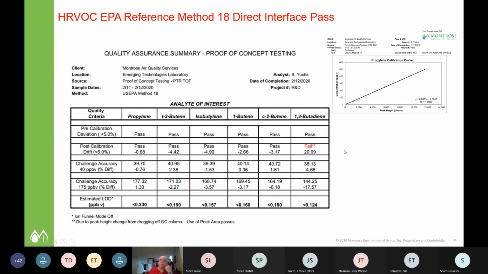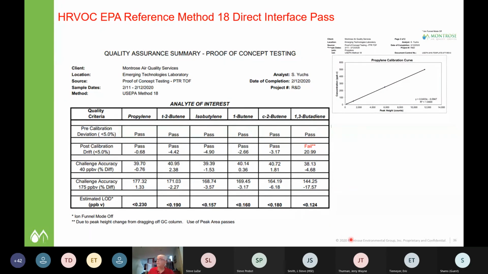So this is our first attempt at doing a method 18 test using the PTR. So we left the direct interface set up. I calibrated each component at 3 different concentrations, or maybe 4, I can't remember. And you come up with this calibration curve over here. I don't know if you can see that or not, I'm sorry. You come up with this calibration curve over here. And once again, we're very linear.